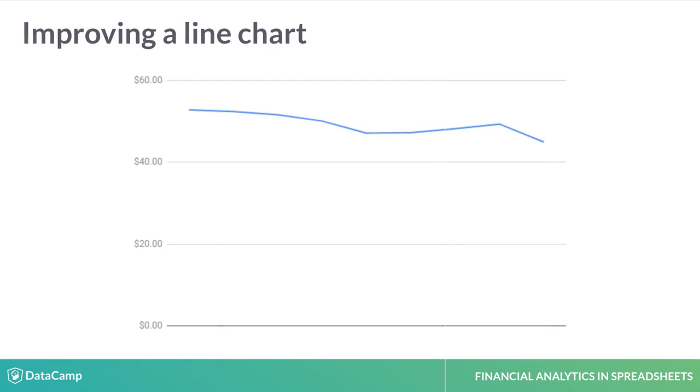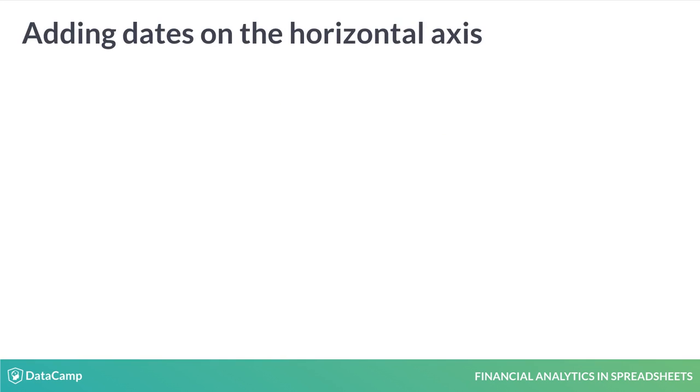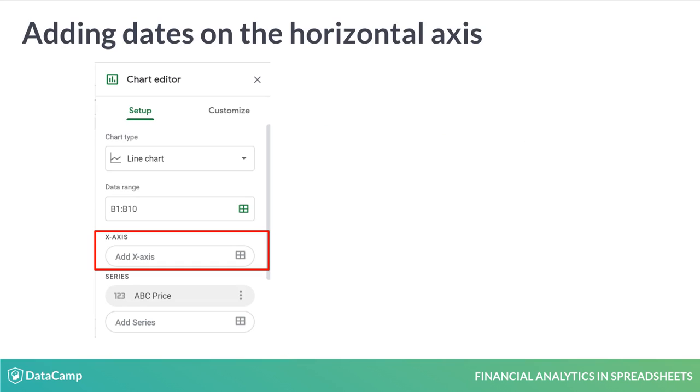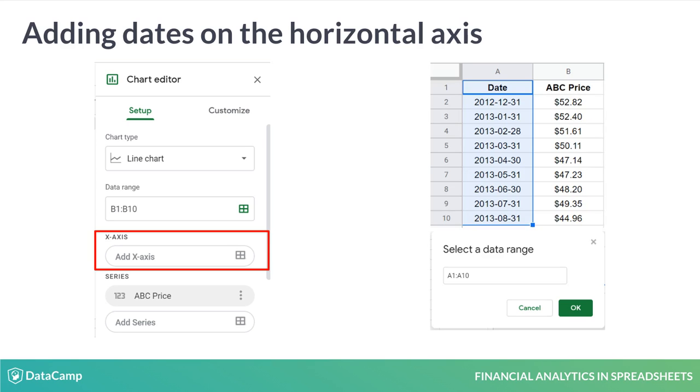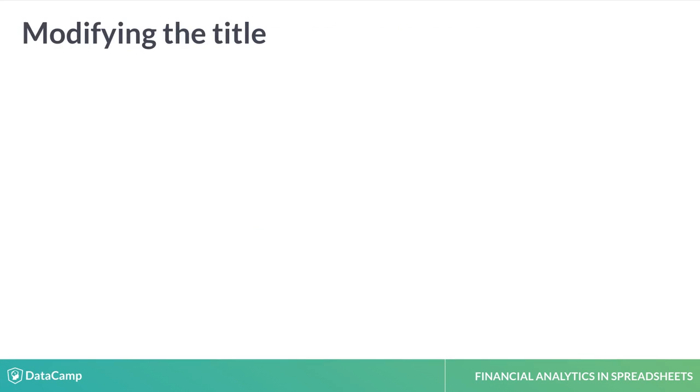Let's say that you want to improve this chart and make it more explanatory. First, you decide to add the dates on the horizontal axis. To do so, double-click on the chart to access the chart editor. In the Setup section, you can click on Add X-axis, select the range of cells with the dates, and click on OK. Changing graphical parameters like titles, background color, and axis is even easier.